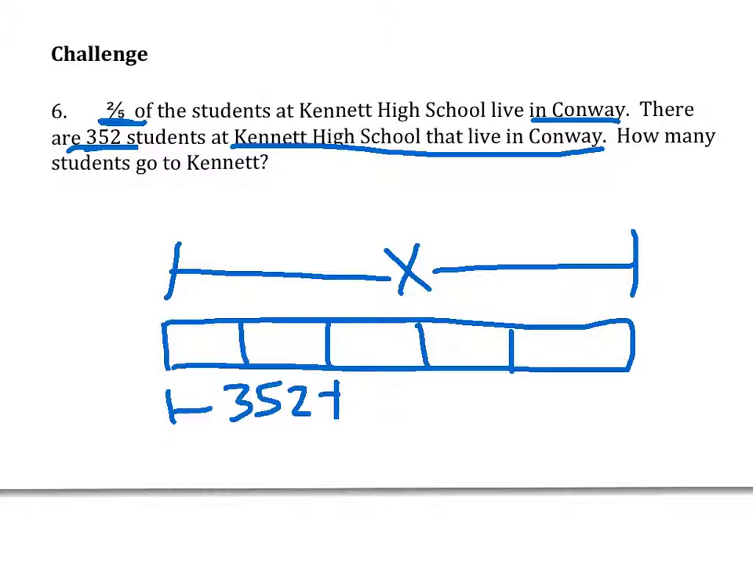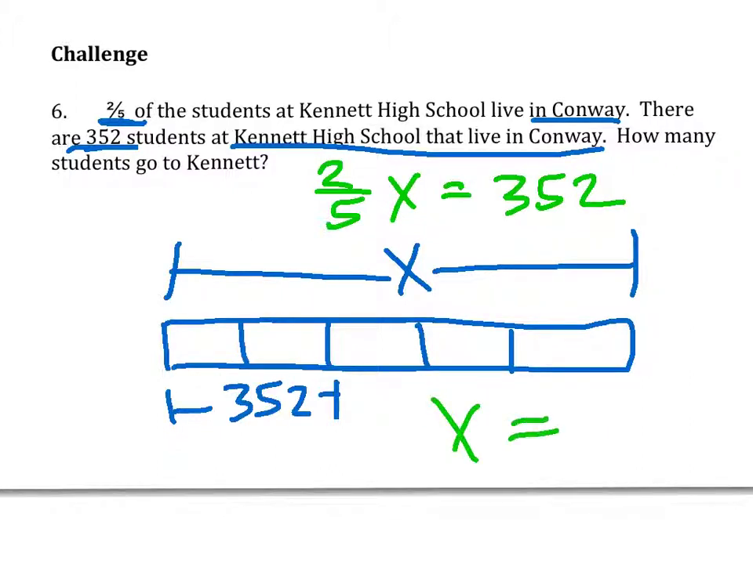I'd like you to take the rest of this here. Last thing I'll leave you with is the equation for this, and I'll put that in a different color. So we're saying 2/5 of something is 352. So the way we could write that is 2/5 x equals 352. Now what you need to figure out is what is x. All right, that's it for this lesson.